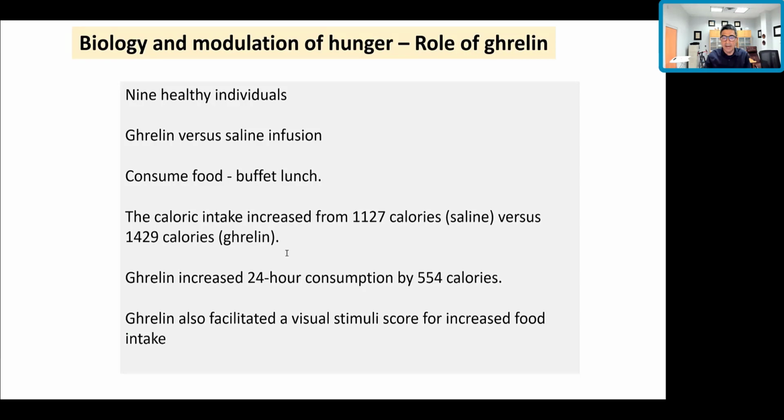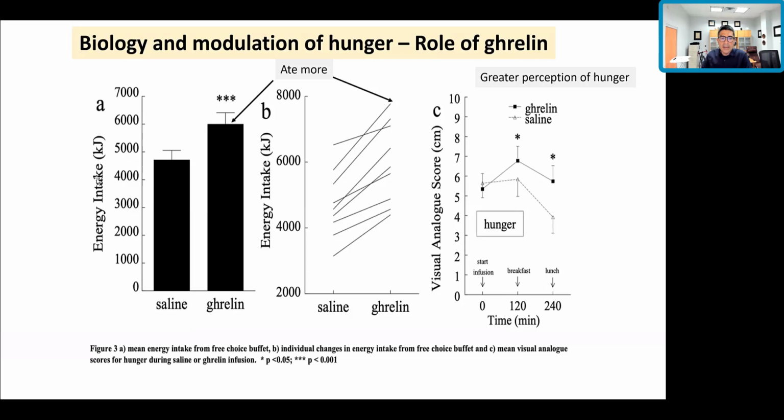So here is the graph. The saline group ate this many kilocalories. The ghrelin group ate a lot more. Over a period of one day, they ate almost 550 more calories. Every single person who was given ghrelin compared to saline ate more. So it was not like ghrelin was making one person eat more and not another person eat more.